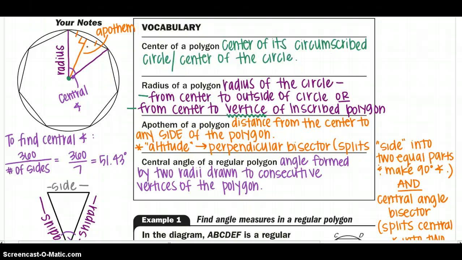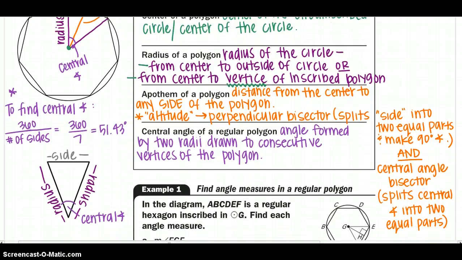And to find the degree of that central angle, you can look down here at my equation. You'll do 360 divided by the number of sides. Since we have 7 sides in this figure, I would do 360 divided by 7, which would give me a central angle of 51.43. So there's a lot of information right there, so if you need to pause it or rewind it or anything like that, please feel free to do so.